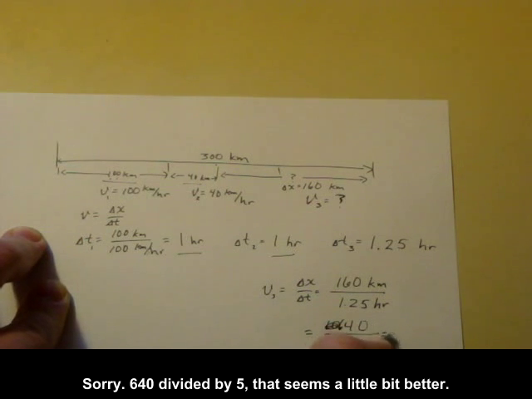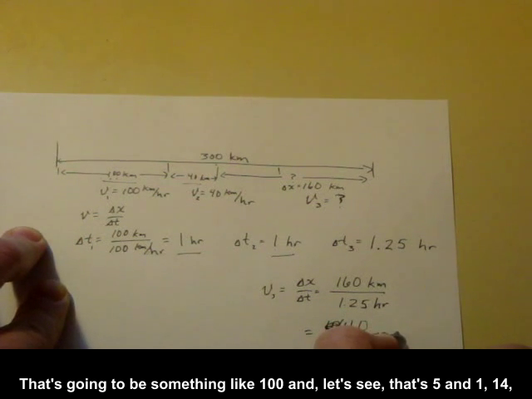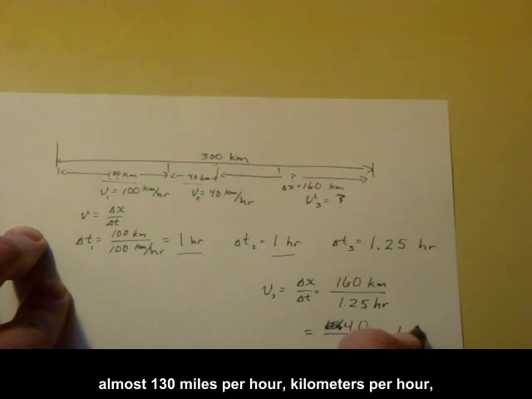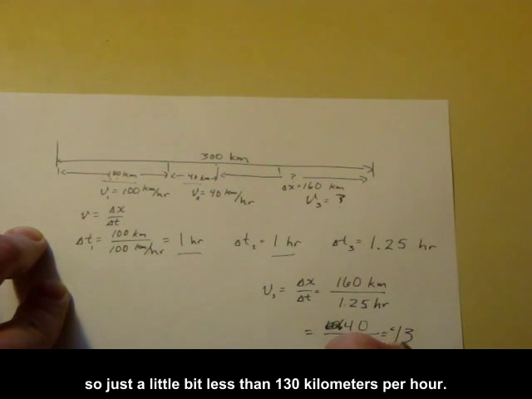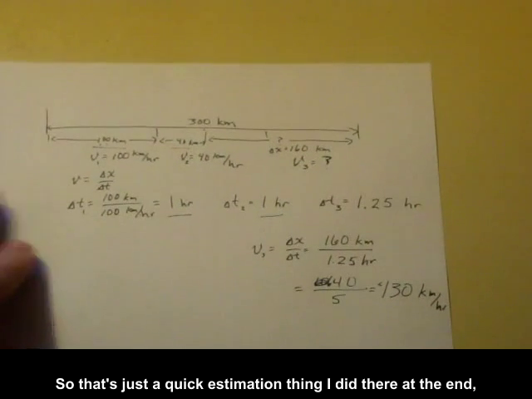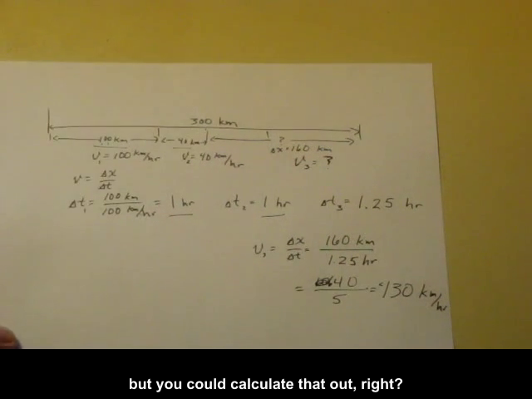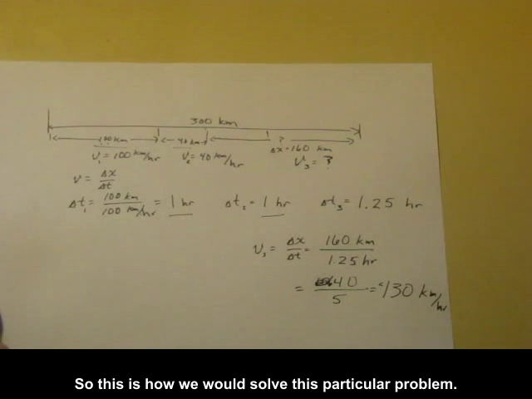That seems a little bit better. That's going to be something like 100 and, let's see, that's 5 and 1, 14, almost 130 miles per hour, kilometers per hour. It's going to be just a little bit shy of that, so just a little bit less than 130 kilometers per hour. So that's just a quick estimation thing I did there at the end. But you could calculate that out, right? So this is how we would solve this particular problem.